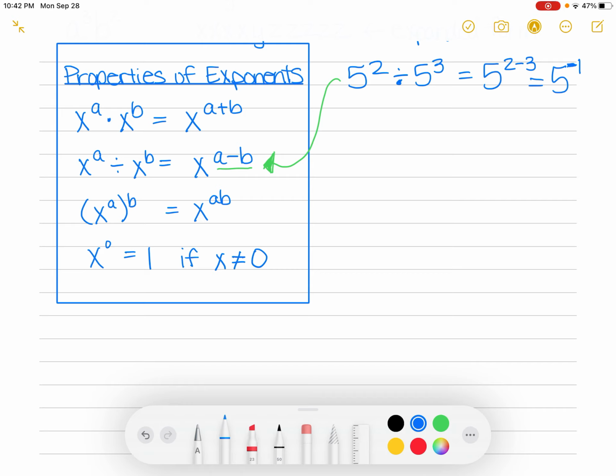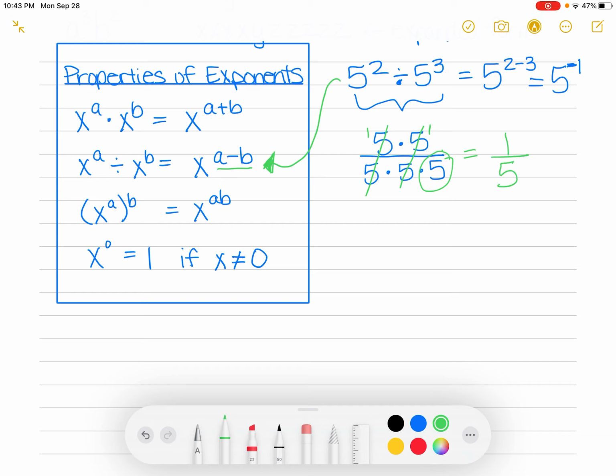So my answer is 5 to the negative 1. Okay, so what does that mean? Let's talk about it by drawing out in expanded form. 5 squared divided by 5 cubed would look like this: 5 times 5 over 5 times 5 times 5. We did some like this before. 5 over 5 is just 1, so those cross out. Then I have a 5 left at the bottom, and on the top I only have 1 times 1. So my answer is 1 over 5.